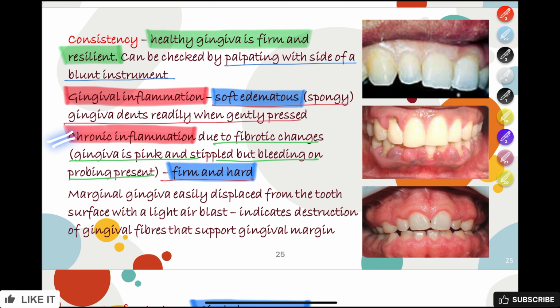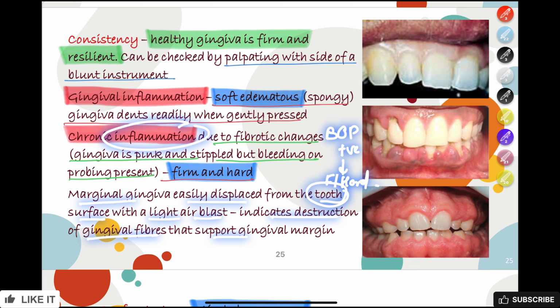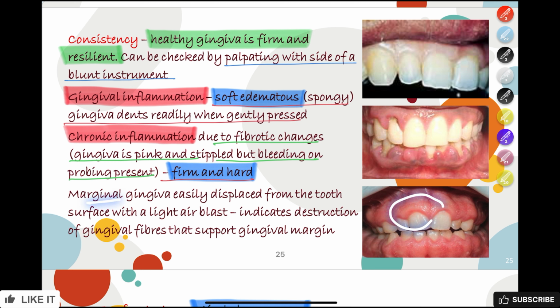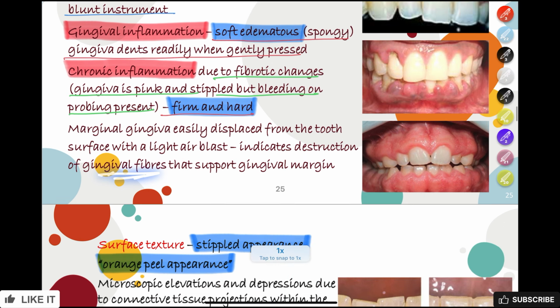In the case of chronic inflammation due to fibrotic changes, gingiva is pink and stippled but bleeding on probing is present, and it is firm and hard. In chronic inflammation, BOP, bleeding on probing, is positive and the consistency becomes firm and hard. Marginal gingiva gets easily displaced from the tooth margin with a light air blast, which indicates destruction of gingival fibers that support the gingival margin. So in chronic inflammation, the free gingival margin gets easily separated from the tooth because the gingival fibers are not in place.